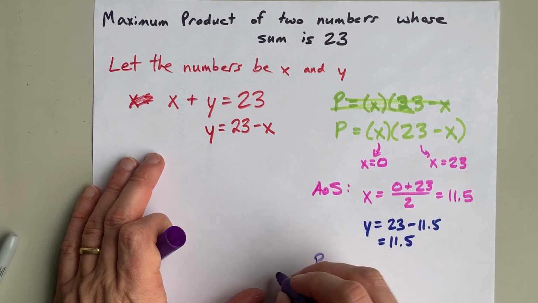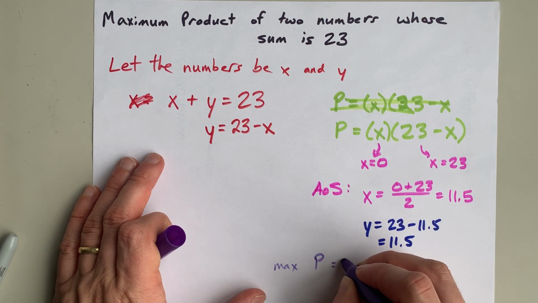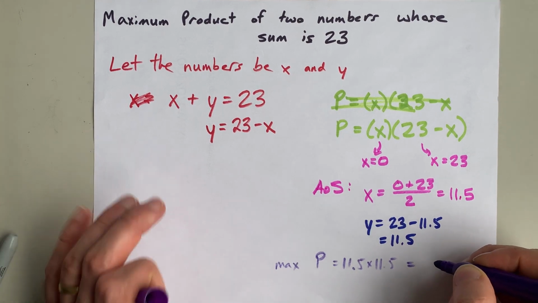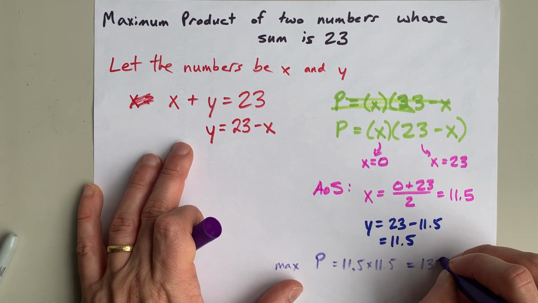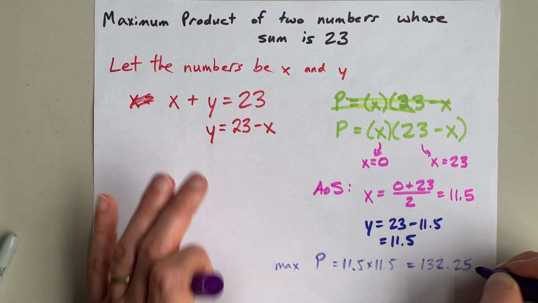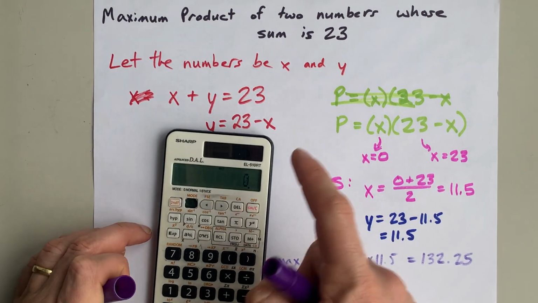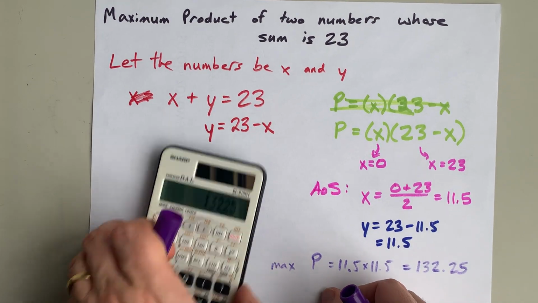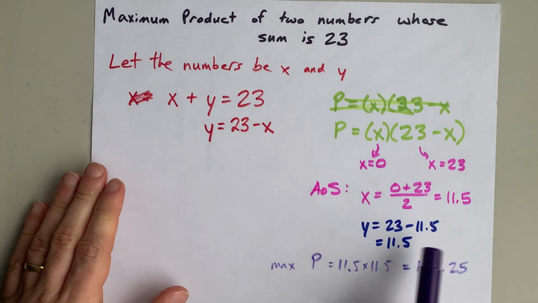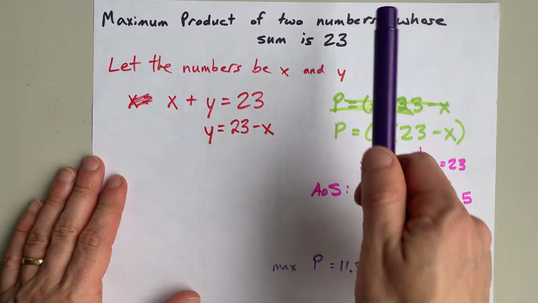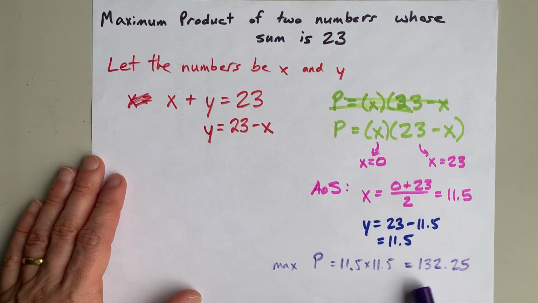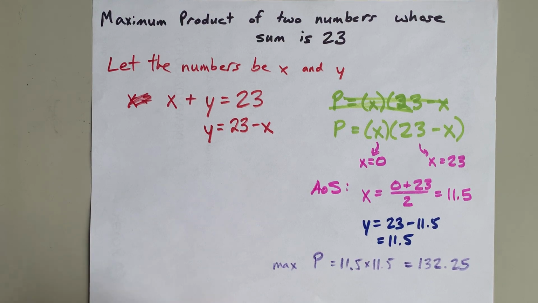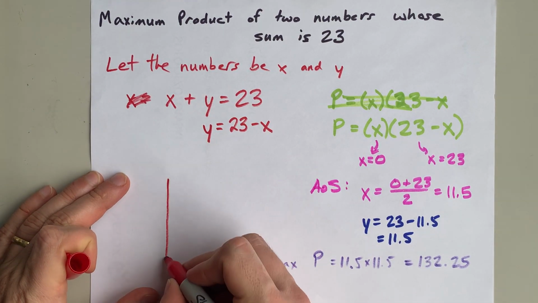That means the maximum product is 11.5 times another 11.5, which equals 132.25. Now, I did that in my head with a special trick that I know, but I'll prove it to you. It's 132.25 on your calculator. That means if you pick any two numbers that add to 23, the highest product you can ever get, the maximum product, is 132.25.